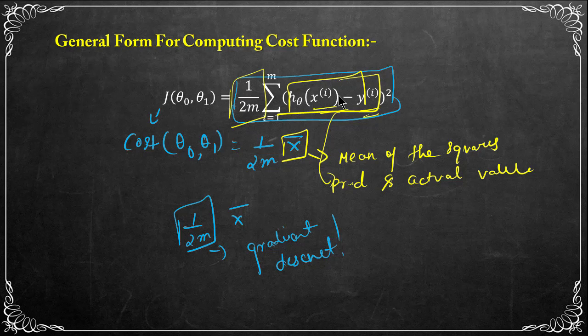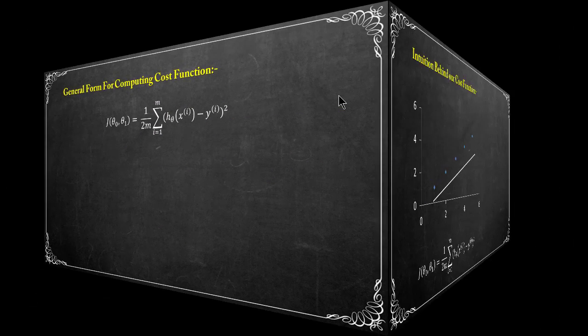Okay, no worries about it. Just again explaining that we are taking half of the mean of the squares of h of xi minus yi, which is nothing but the difference between our predicted and the actual value. Let me give you the intuition behind the cost function, which will come in handy.